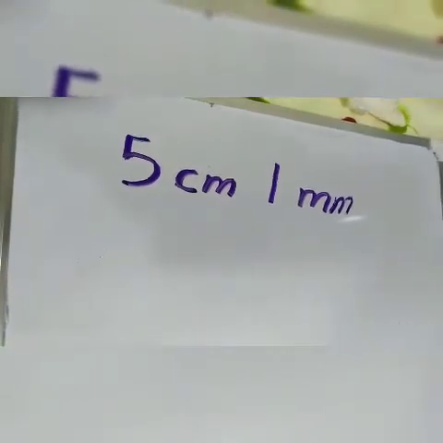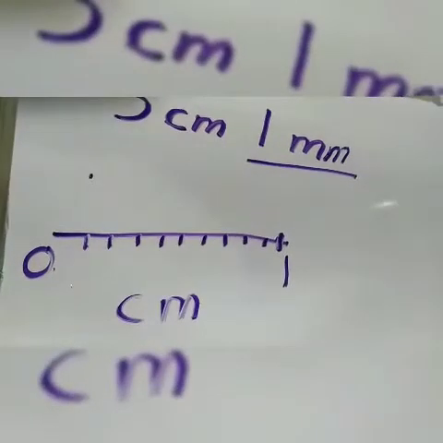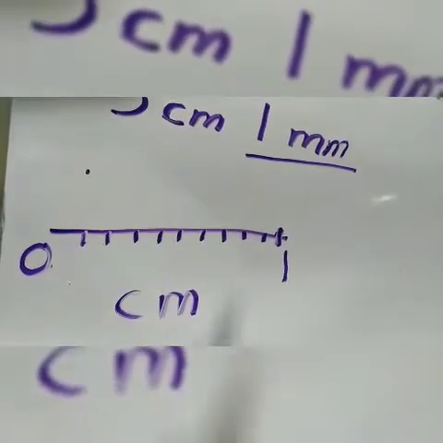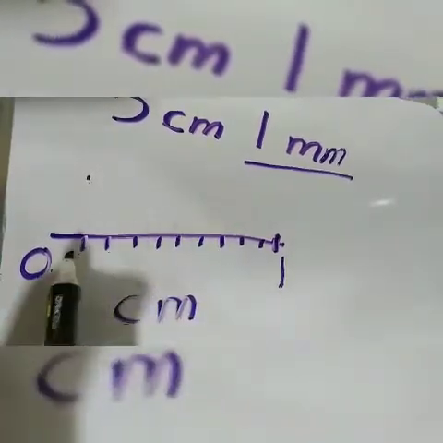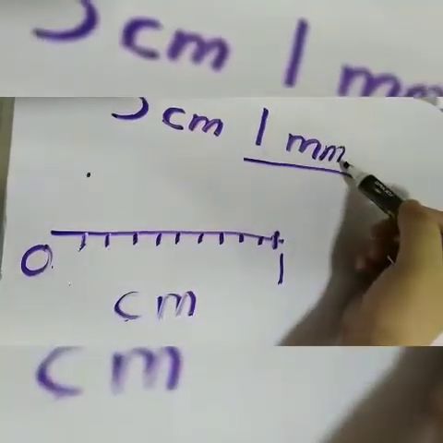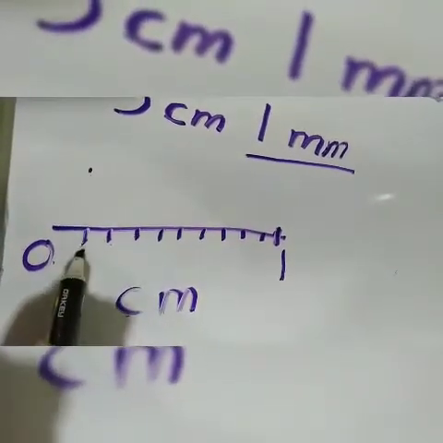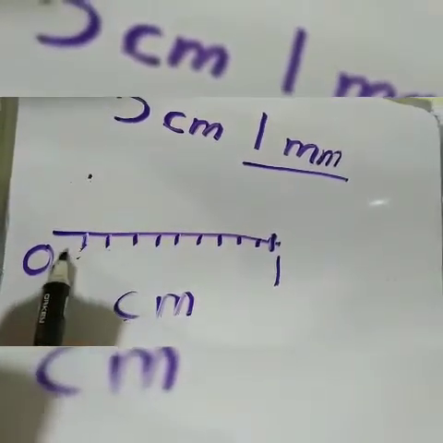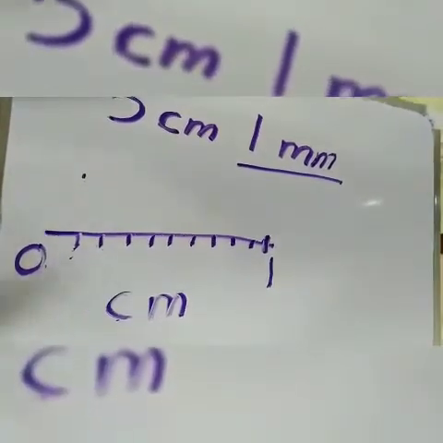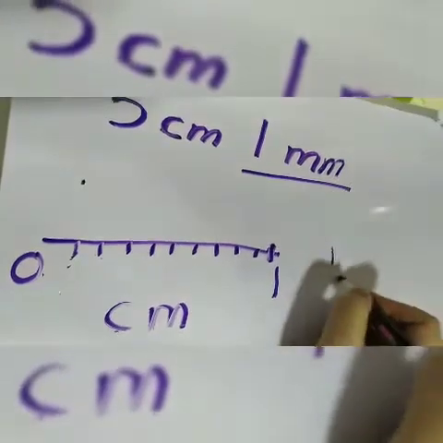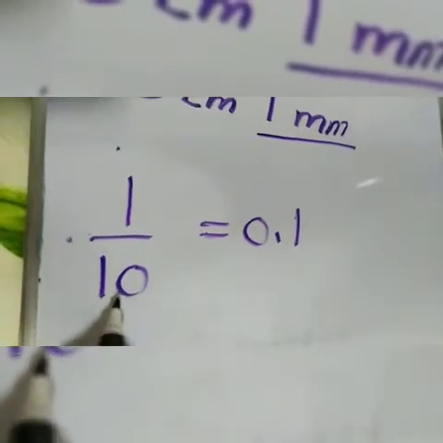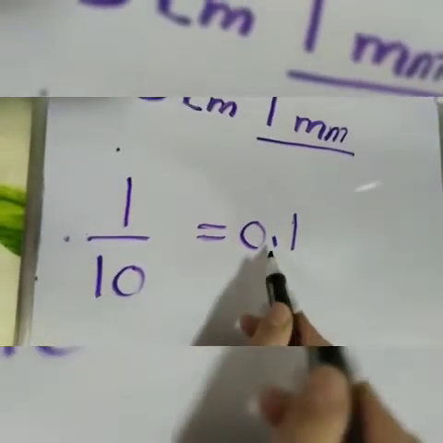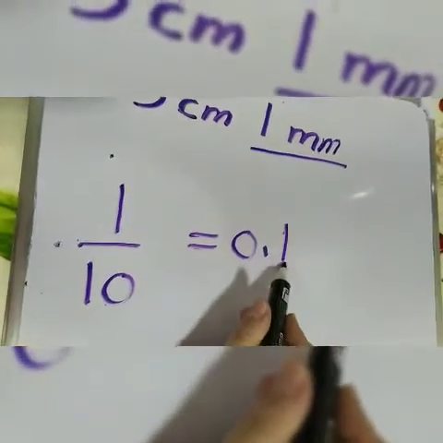The length of the screw is 5 centimeters, 1 millimeter. Here is again 1 centimeter. The 1 centimeter is divided into 10 equal parts. Each one small part is 1 millimeter. So, the 1 millimeter is 1 part out of 10 parts. The fraction of the 1 millimeter is 1/10. We learned before that we can write the fraction 1/10 using decimals as 0.1.